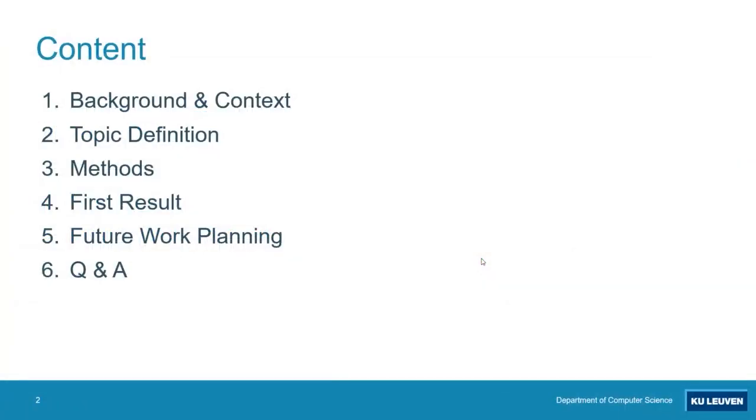After this presentation, you should have a good idea of the background and the context of the topic, where we will introduce necessary concepts and knowledge for you to understand why we are doing this. Then comes the definition of the work, meaning the specific goals and the outcomes that we are trying to achieve in this thesis work. After that, we're going to explain our method of achieving those goals, and then show you the current progress of the work. Finally, we're going to share the future work planning for this thesis.